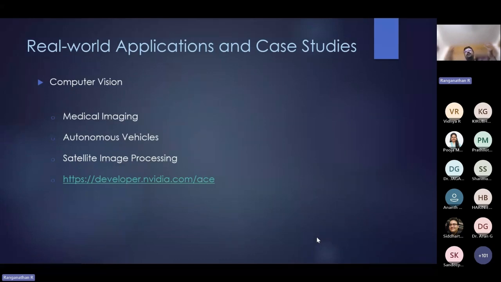So computer vision is basically a lot of images, a lot of videos getting captured, and what is the analytics and insights that you can build on top of that, right? So that's what computer vision is about. Let's look at one of the examples. So this is again using the NVIDIA ACE framework.